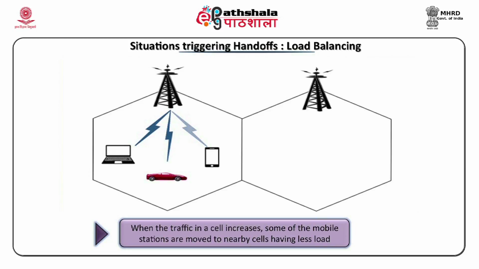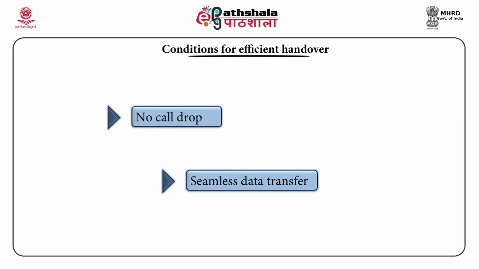So, there is a redirection of the channel from one cell to another cell to the mobile station, and hence this is also a situation of handovers. This phenomenon is known as load balancing. Now, what should be the condition for an efficient handover?